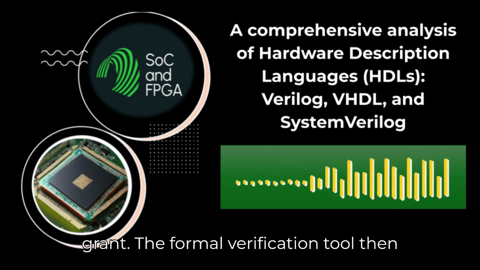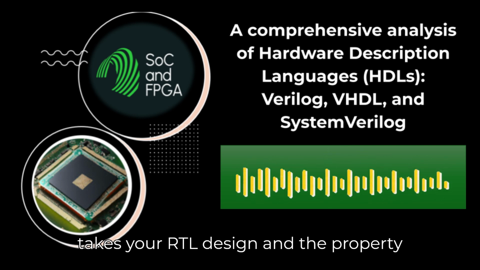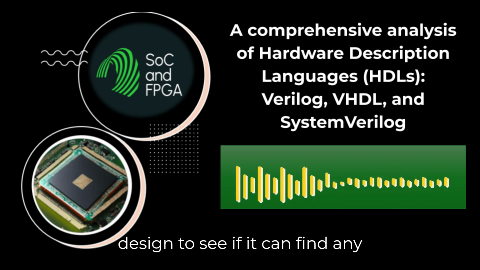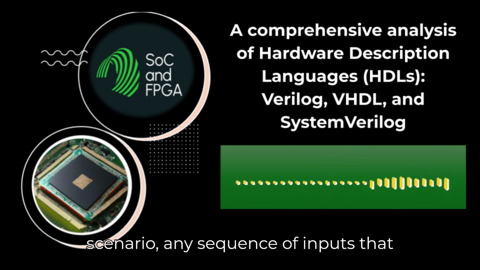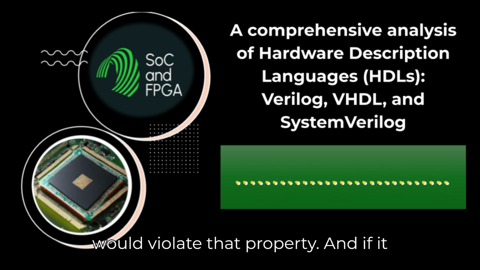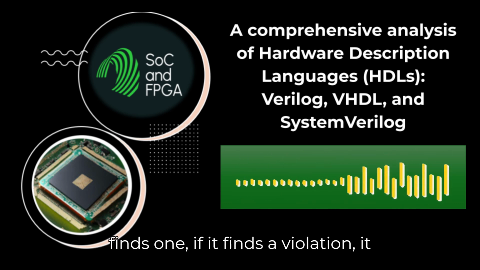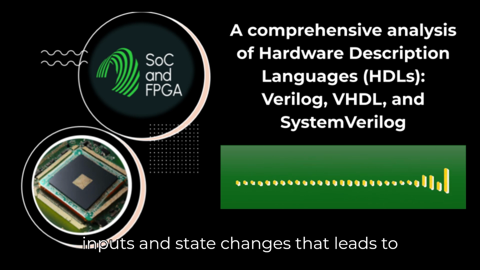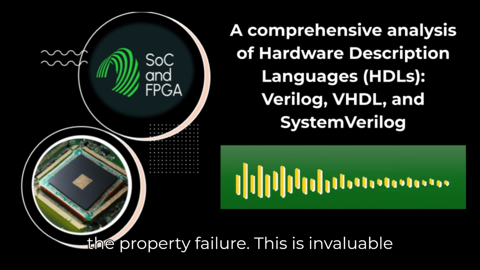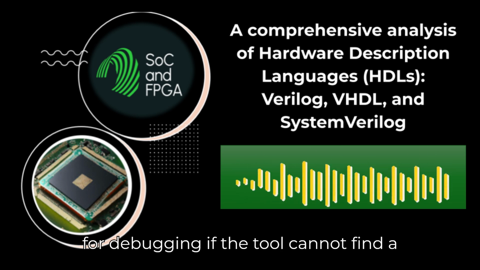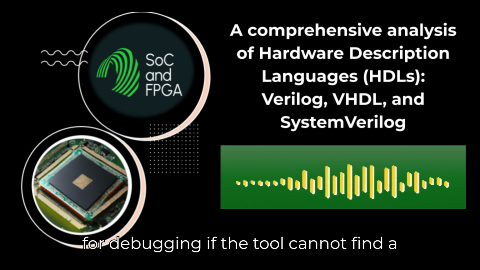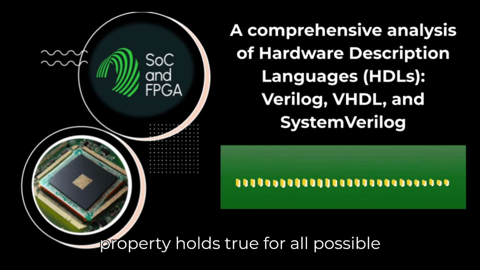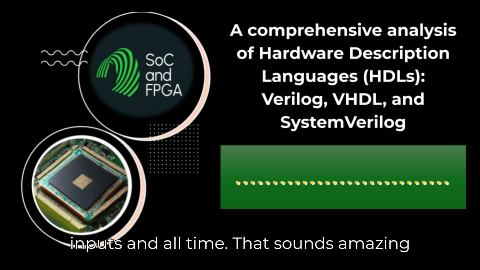The formal verification tool then takes your RTL design and the property you wrote, and it exhaustively explores all possible reachable states of the design to see if it can find any scenario, any sequence of inputs that would violate that property. And if it finds one? If it finds a violation, it generates a counterexample, typically a waveform showing the exact sequence of inputs and state changes that leads to the property failure. This is invaluable for debugging. If the tool cannot find a violation after exhaustively searching, it mathematically proves that the property holds true for all possible inputs and all time.